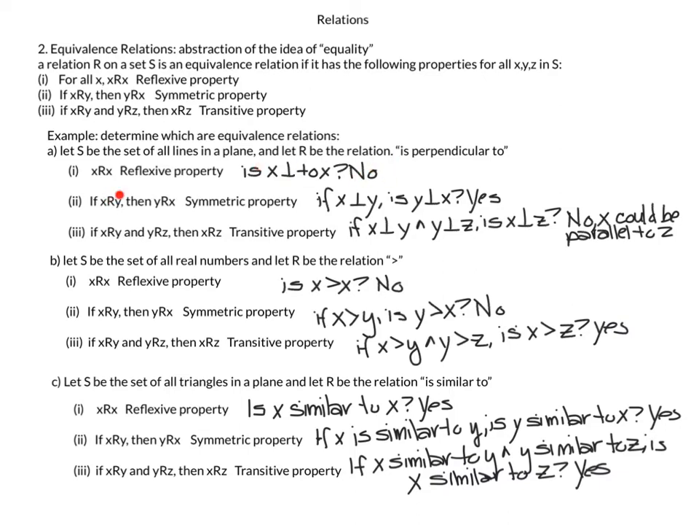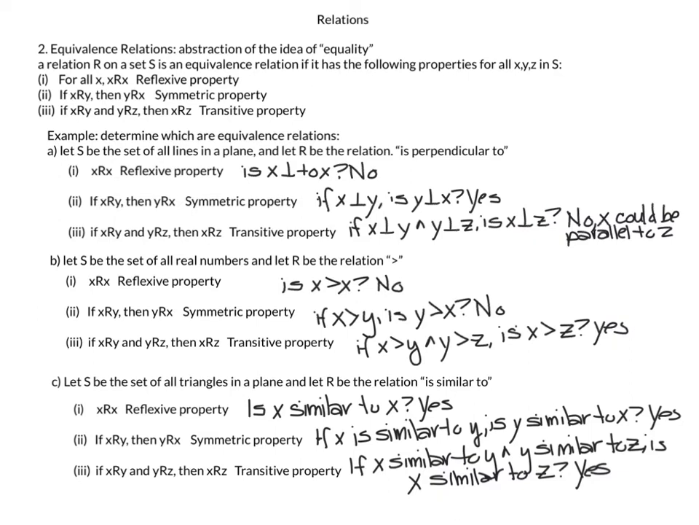If X is related to Y, then Y is related to X, substituting our definition of our relation. If X is perpendicular to Y, is Y perpendicular to X? And the answer is yes. Last, if X is perpendicular to Y and Y is perpendicular to Z, is X perpendicular to Z? And the answer is no, because X and Z could be parallel to each other. Then both X and Z will be perpendicular to Y, but they'll be parallel to each other.